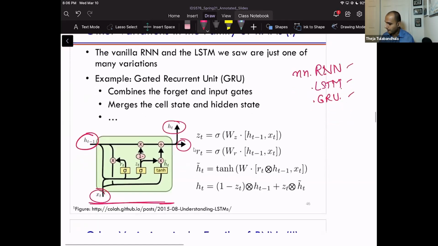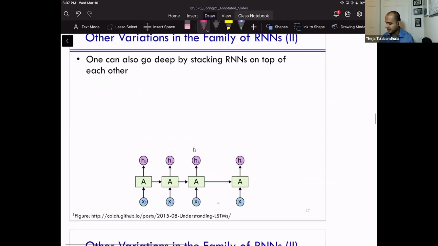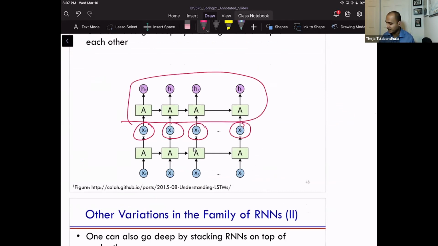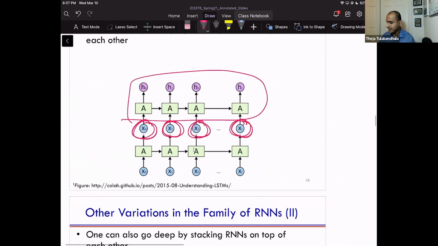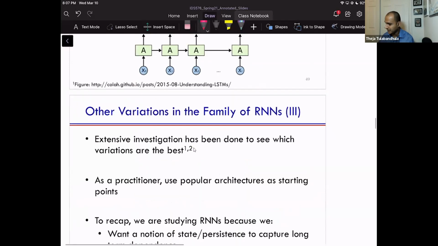I'll not talk about stacking, although from the diagrams it's clear that whatever the intermediate outputs are, you can have another LSTM layer on top of it, right? Where these are, for example, HTs or transformations of HTs.